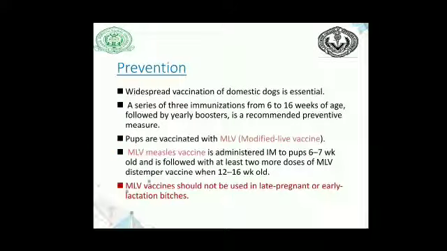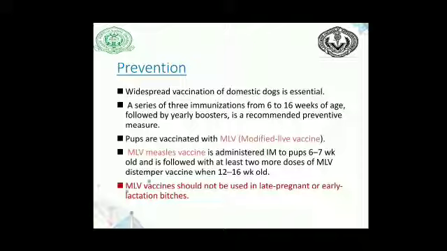Lastly, coming to prevention. To prevent this disease, widespread vaccination of domestic dogs is most essential. A series of 3 immunizations from 6 to 16 weeks of age followed by a yearly booster is a recommended preventive measure. The pups are vaccinated with MLV vaccine.